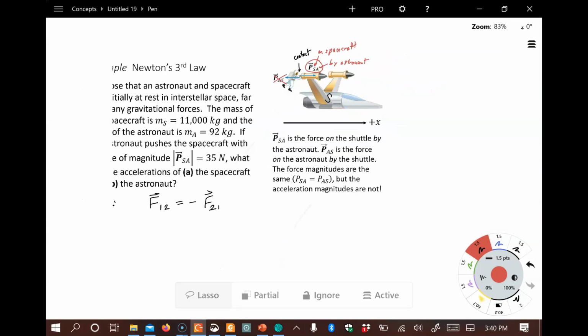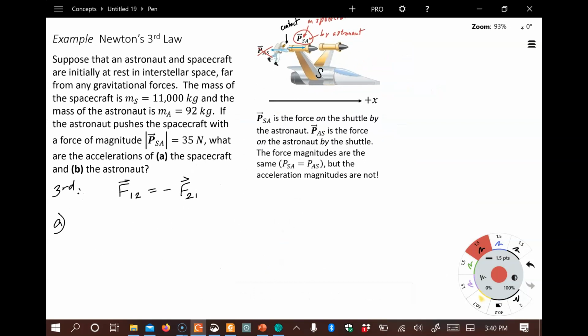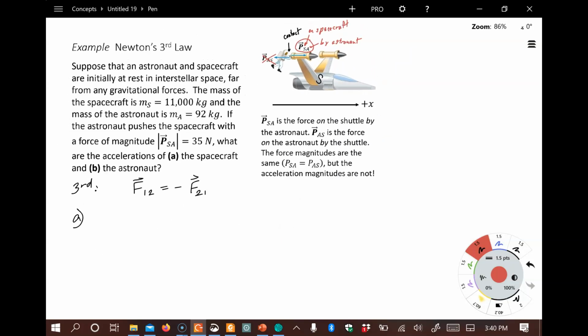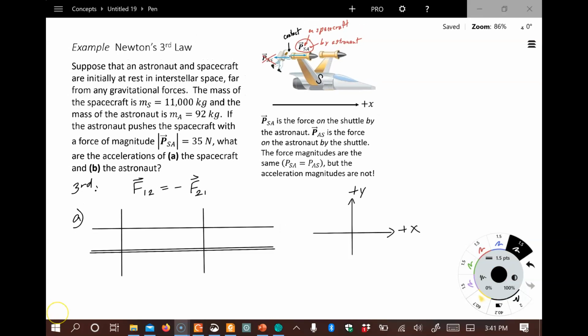So let's go ahead and set this up. We're going to make a data table, and we'll draw a free body diagram, and we'll fill out the data table. So in our picture, we've only identified one force that acts on the space shuttle, and that's the push force on the shuttle by the astronaut. And we're told it has a magnitude of 35 newtons. So the length of that arrow is going to be equal to 35 newtons. And that's the only force. So our free body diagram here is complete.